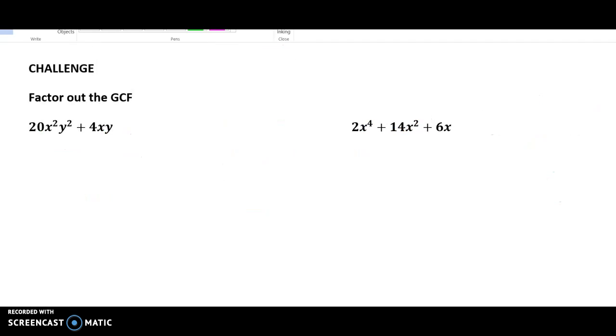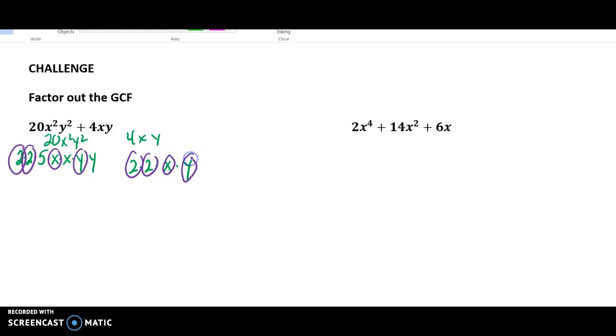Okay, and now the next challenge, the common factor. So 20 would be 2 times 2 times 5, times x times x times y times y. That's 20x squared y squared. 4xy would be 2 times 2 times x times y. So if we pull out our common factors, we have a 2 in both of them, we have another 2, we have an x, and we have a y. So if we do 2 times 2 times x times y, the greatest common factor would be 4xy.